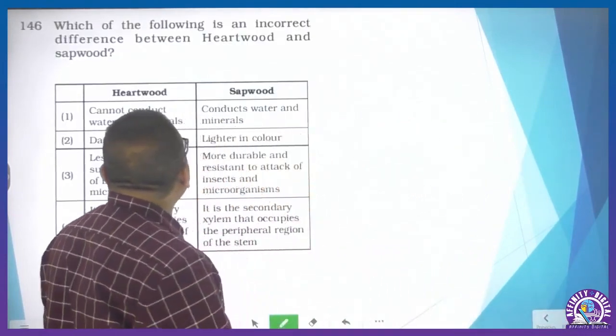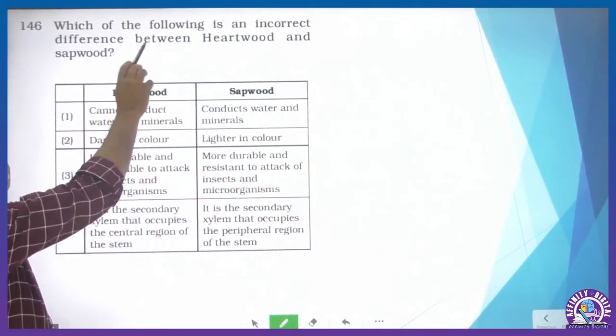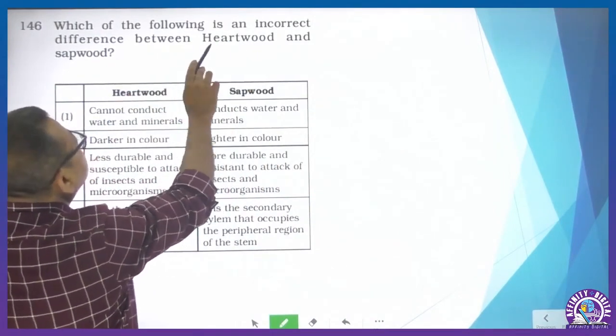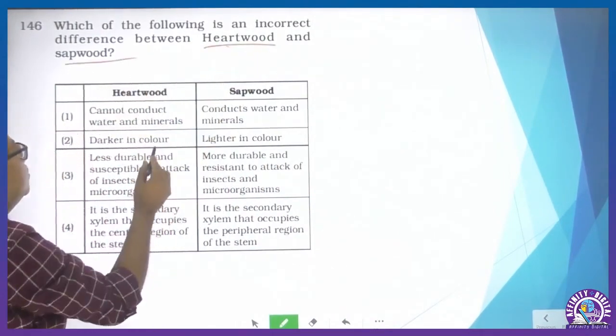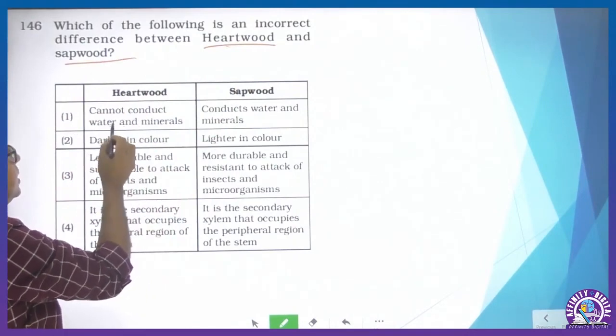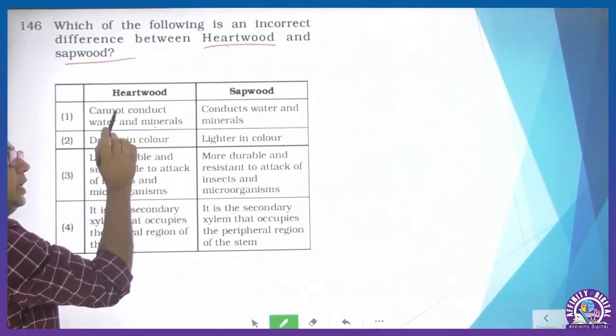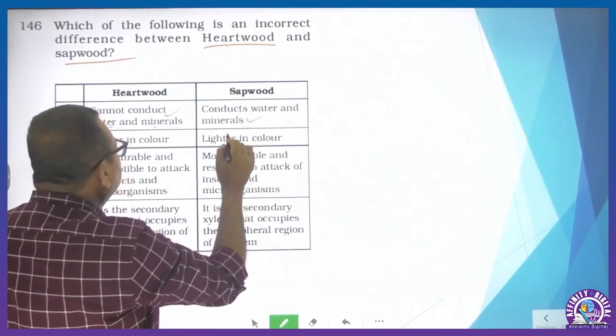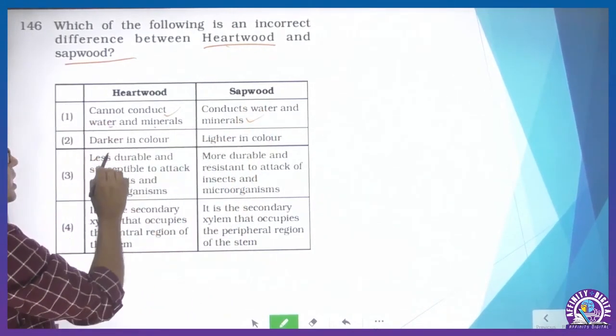So this type of question may come for other organs also in anatomy chapter. Next, another question on anatomy. Which of the following is an incorrect difference between hardwood and sapwood? Hardwood cannot conduct water and minerals, only gives mechanical support. True. Sapwood conducts water and minerals. True. Okay, yes, सही है.